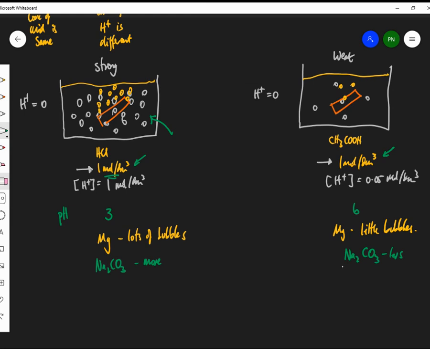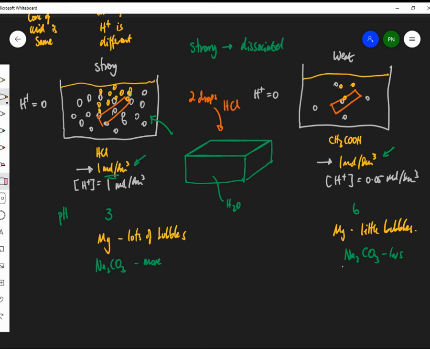Now, in chemistry, strong means dissociated. Okay, so I can have a swimming pool. Okay, have a look at this. This is a swimming pool of water. Okay, and I can add 2 drops to the swimming pool of HCl. Okay, it is very, very, very dilute, but it is still strong. Does that make sense, all of you? That's quite a hard concept.